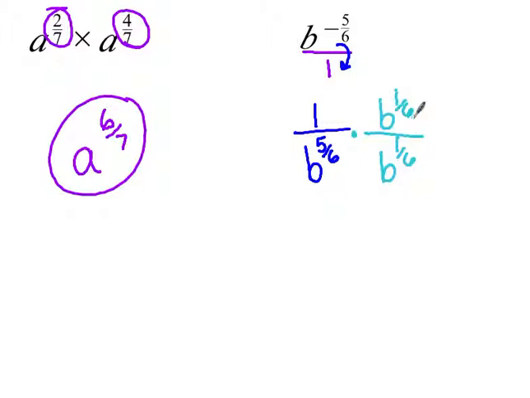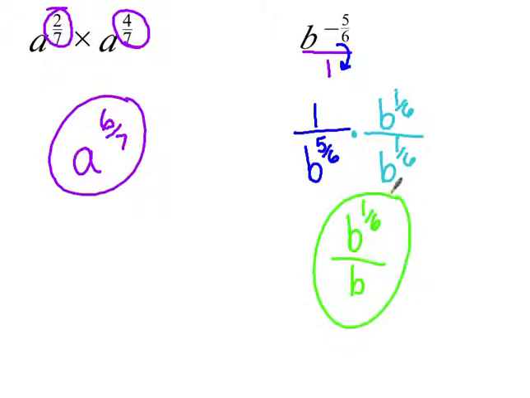So on the top, if I multiply, what do I get? b to the 1/6. On the bottom, what do I get when I multiply? b to the first. And there you go. Just b.